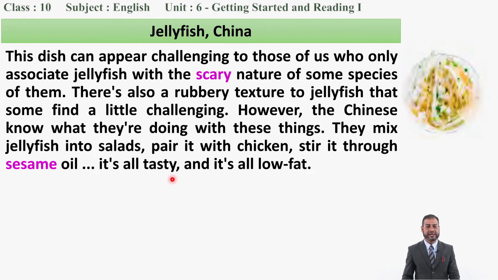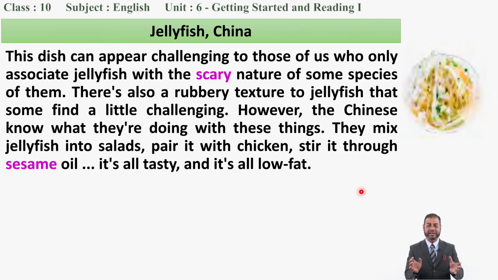Okay, let's start. This dish can appear challenging to those of us who only associate jellyfish with the scary nature of some species of them. There's also a rubbery texture to jellyfish that some find a little challenging. However, the Chinese know what they are doing with these things. They mix jellyfish into salads, pair it with chicken, stir it through sesame oil. It's all tasty and it's all low fat.